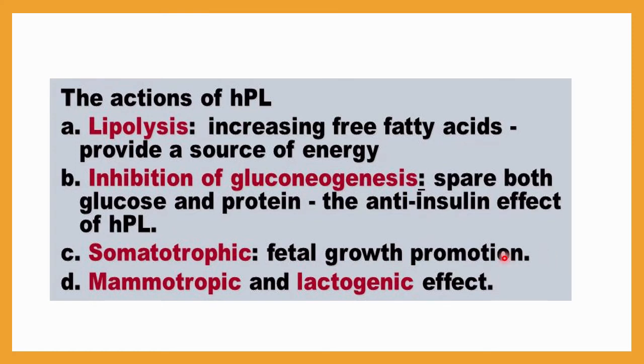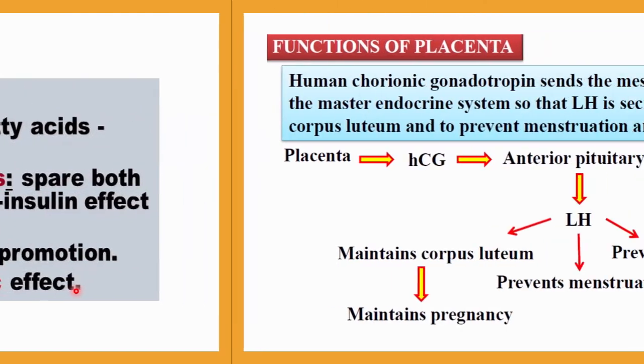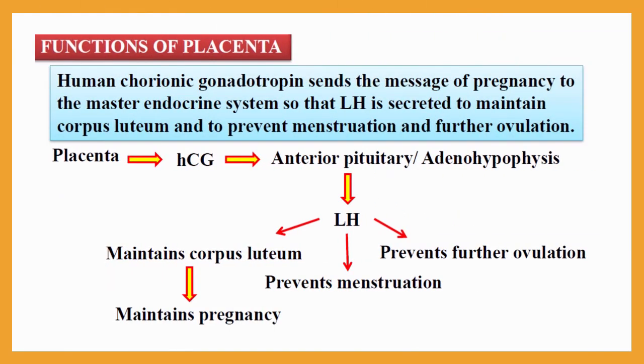HPL will also act as mammotropic and lactogenic. That means it will induce milk production, not the secretion. Be very clear here, it will not secrete the milk. Here the mammary gland will just be induced to produce the milk, not the secretion, and a lactogenic effect is also induced. The second hormone that is secreted by the placenta is human chorionic gonadotropin.